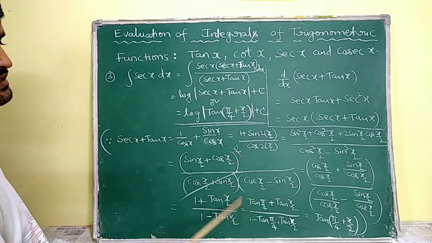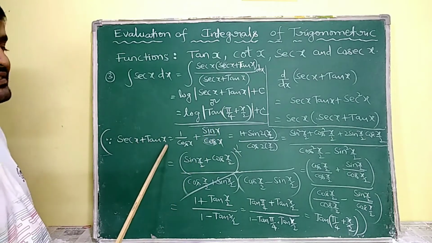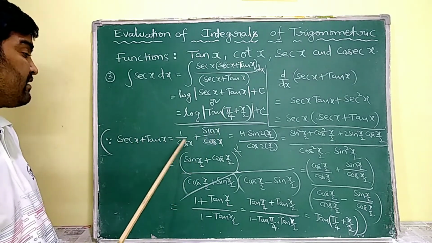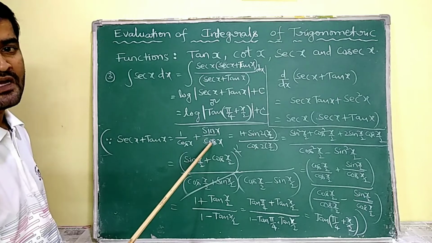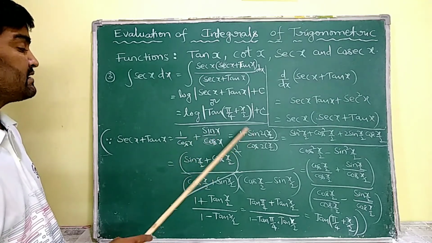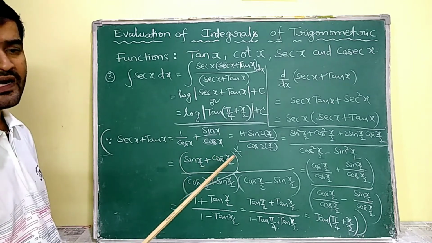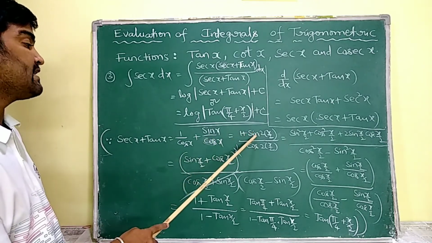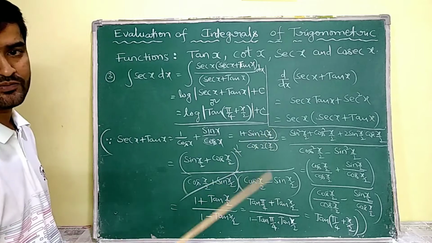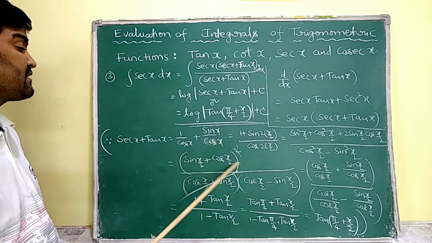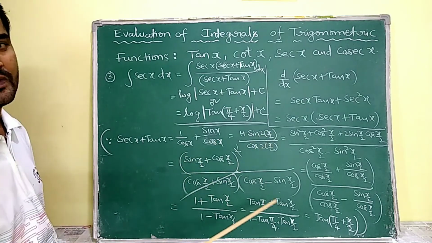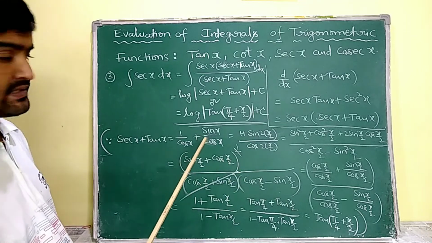Because see this simplification, secant x plus tan x can be expressed as 1 by cos x plus sin x by cos x. These two are like fractions, no? Just write 1 plus sin x by cos x. While writing, this sin x can be expressed as sin 2 into x by 2, and this cos x is going to be expressed as cos 2 into x by 2, because we have to simplify this.